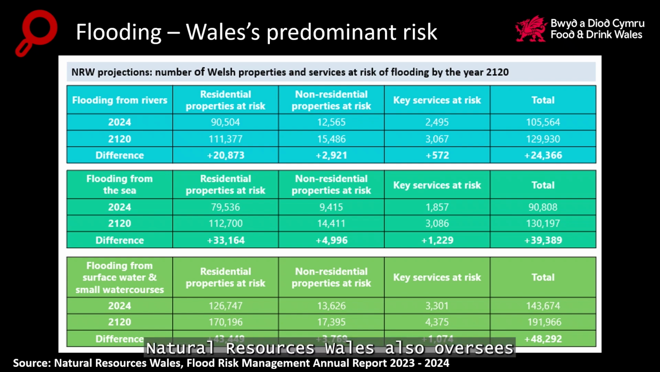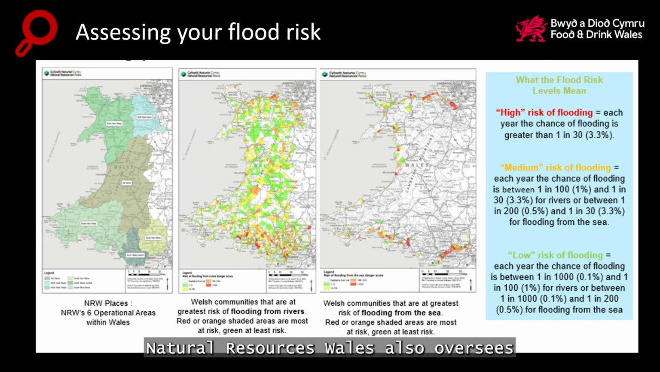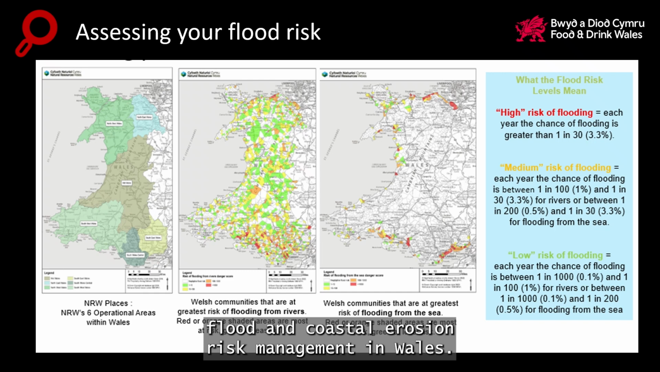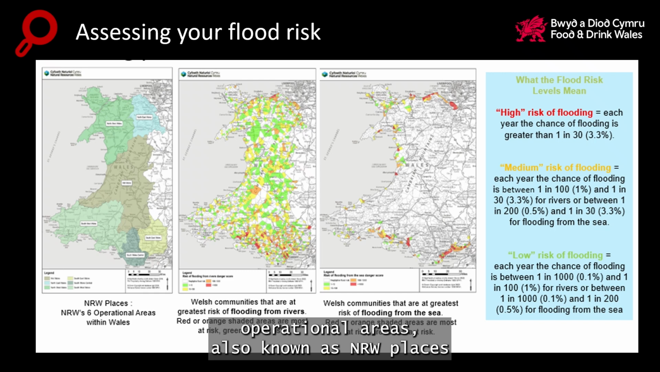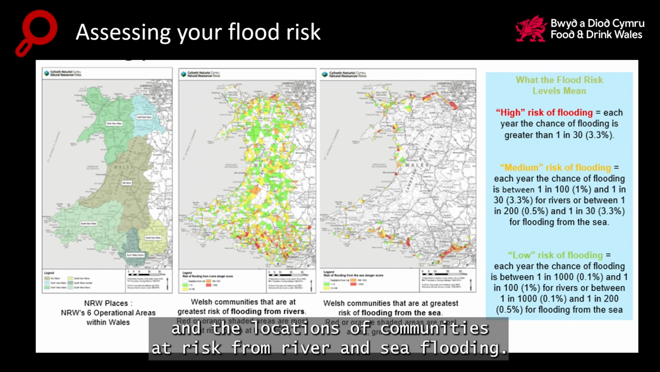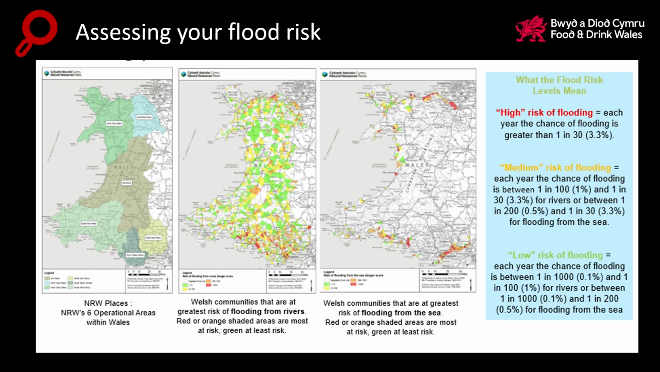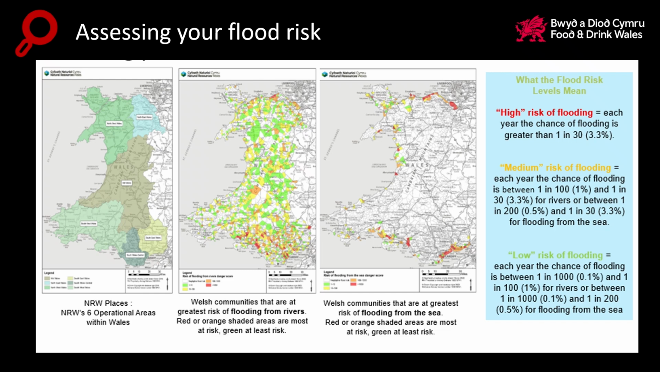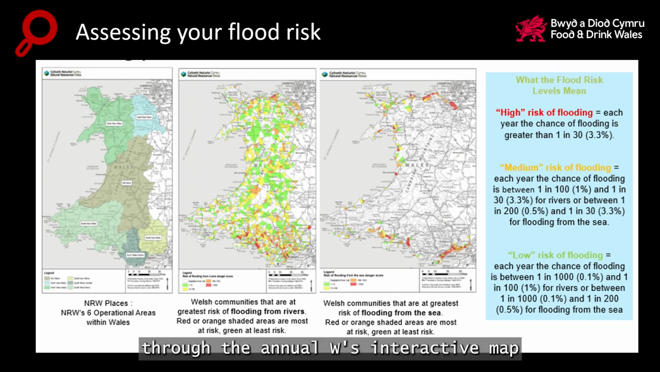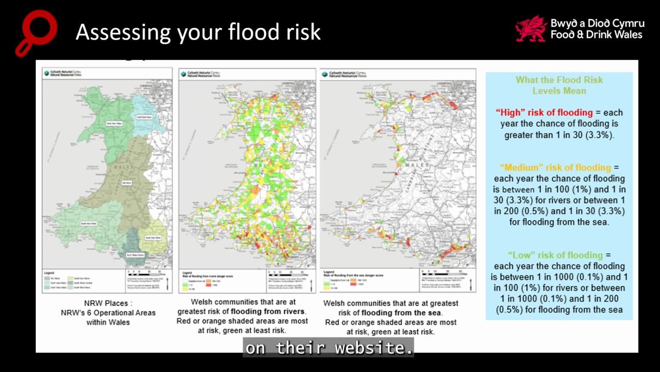Natural Resources Wales also oversees flood and coastal erosion risk management in Wales. These maps show their 6 operational areas, also known as NRW places, and the locations of communities at risk from river and sea flooding. You can check the flood risk of your location through the NRW's interactive map on their website.